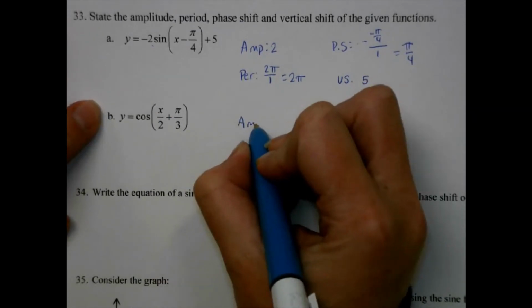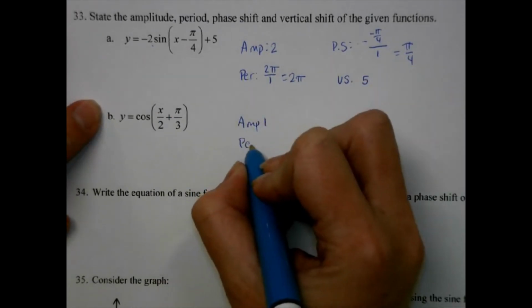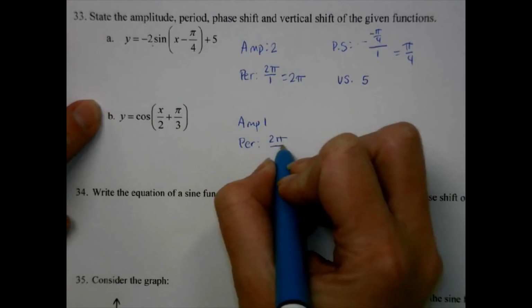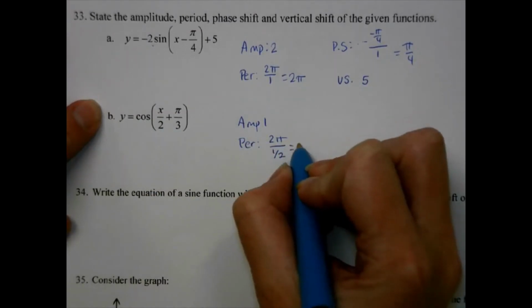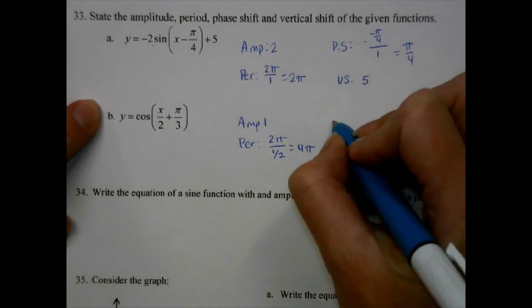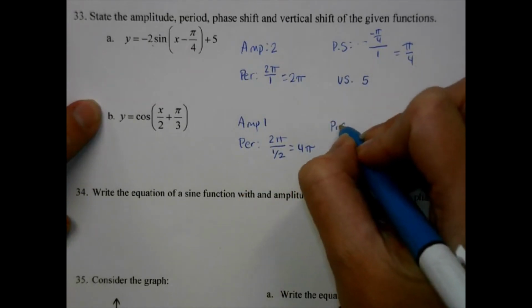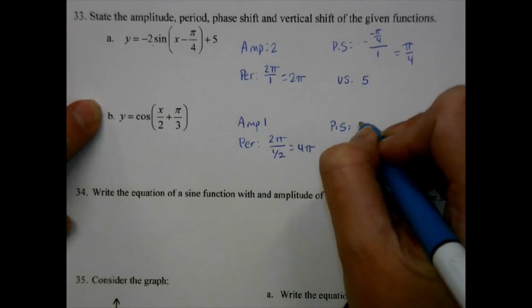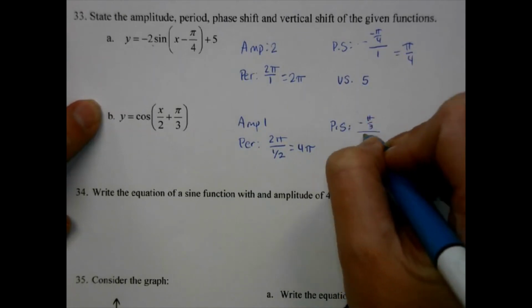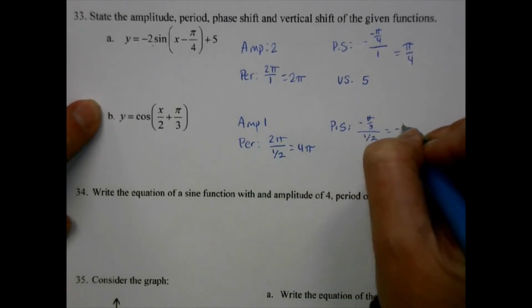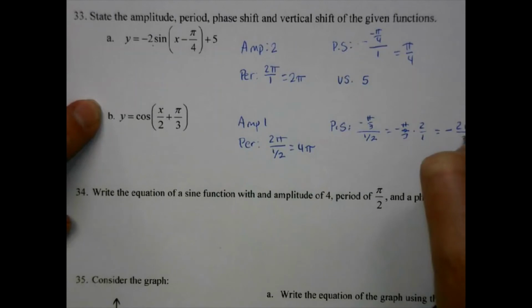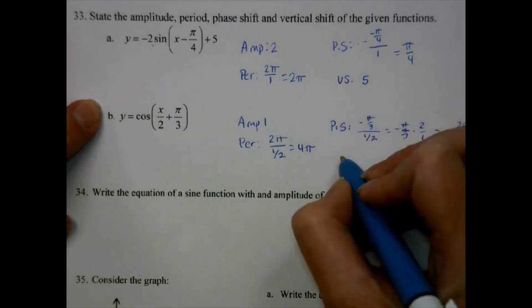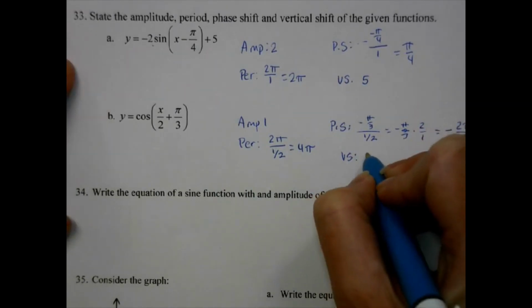Here, amplitude is 1, period is 2 pi over b, which in this case is 1/2. So that's going to be 4 pi. Our phase shift is negative pi over 3 over 1/2, which is negative pi over 3 times 2 over 1. So negative 2 pi over 3. Our vertical shift is 0.